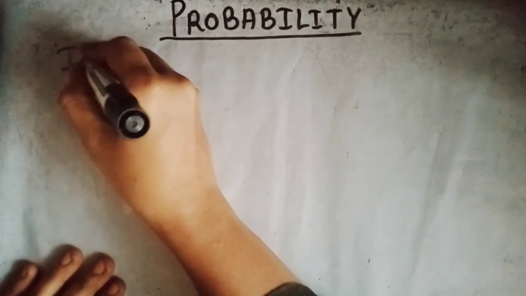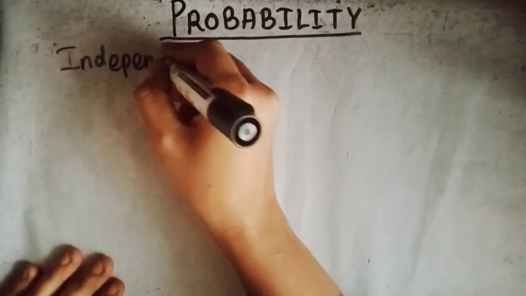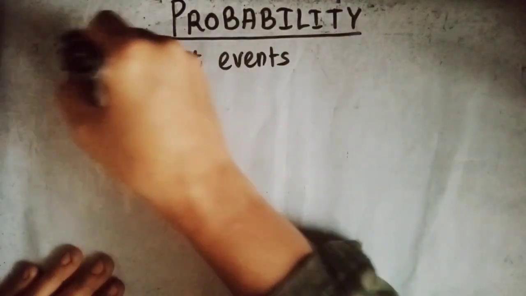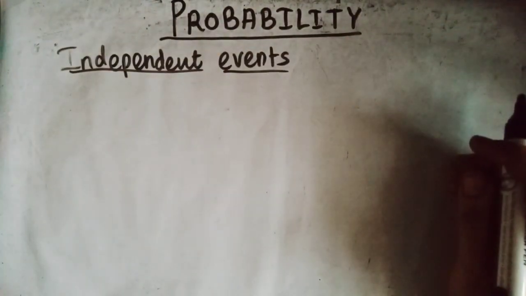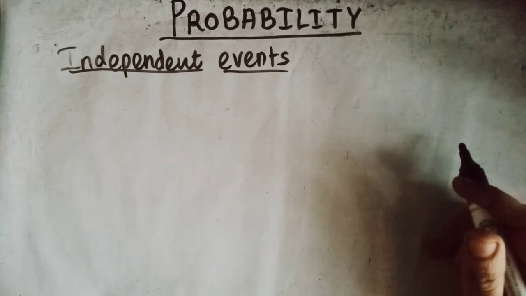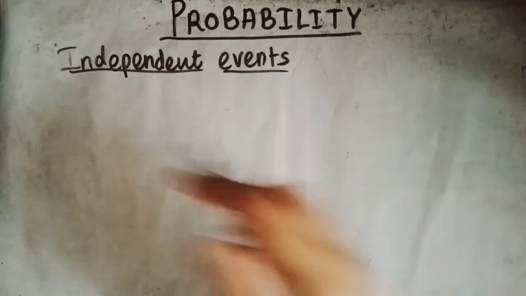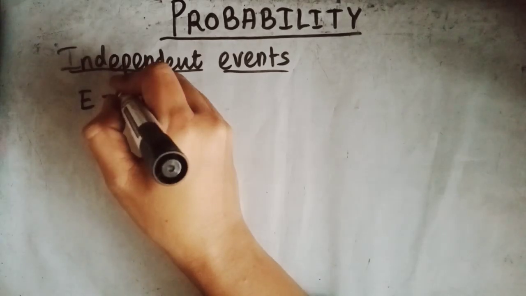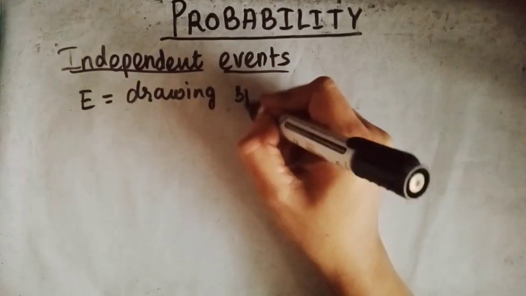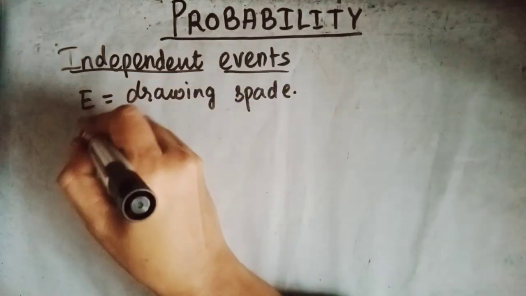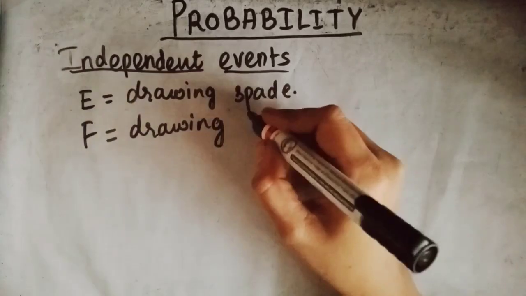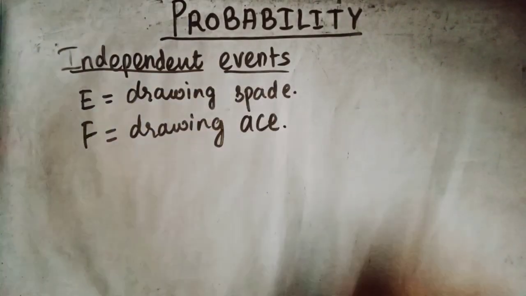Okay, so let's learn through one example. Suppose I have to draw a card from a deck of 52 cards. My event E is drawing a spade, a card of spade, and event F is drawing a card of ace. Okay, ace card.